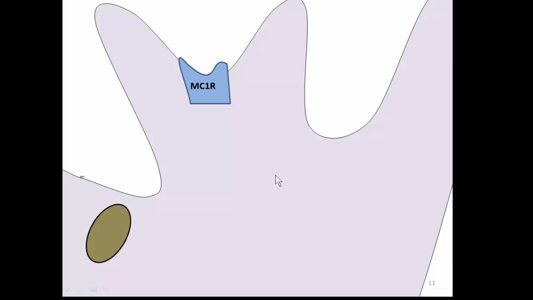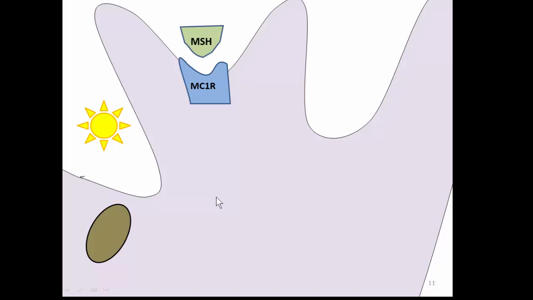So this blue background is supposed to be our melanocyte, okay? And this is the MC1R receptor. So this is the receptor that binds to the MSH hormone. And this over here is supposed to be melanin. So here we have some sunlight, so we've been exposed to UV radiation. And as I mentioned before, UV radiation will increase the production of MSH.